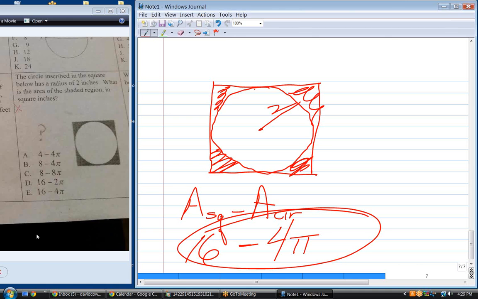Alright. These are all good geometry problems that are absolutely typical of what you'd find on the ACT or the SAT. So these are ones you want to know how to do for sure.